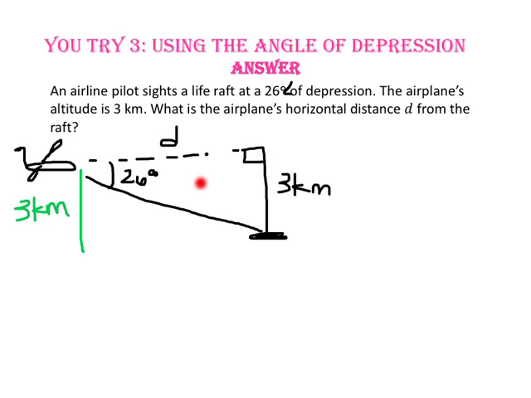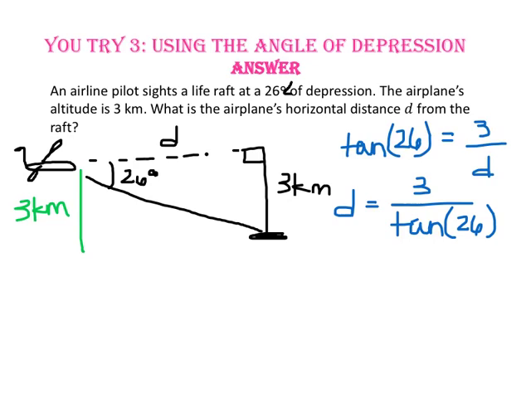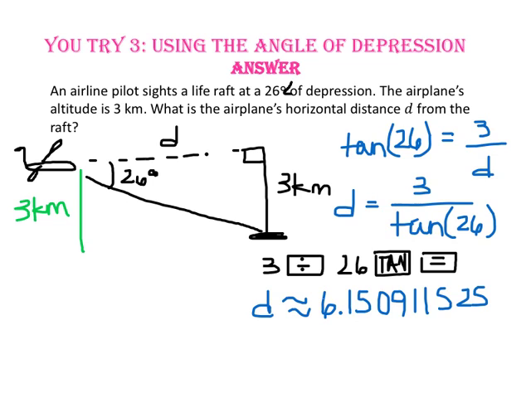Since we know the length of the side opposite our 26-degree angle is 3 kilometers, and we're looking for the length of the side adjacent to our 26-degree angle, we're going to use the tangent ratio. Since the variable is in the denominator, the variable and the angle will switch places and will divide. Now use your calculator. 3 divided by 26 and hit the tangent key, then hit the equal button. So d equals approximately 6.150911525. So the airplane is approximately 6.2 kilometers from the life raft.